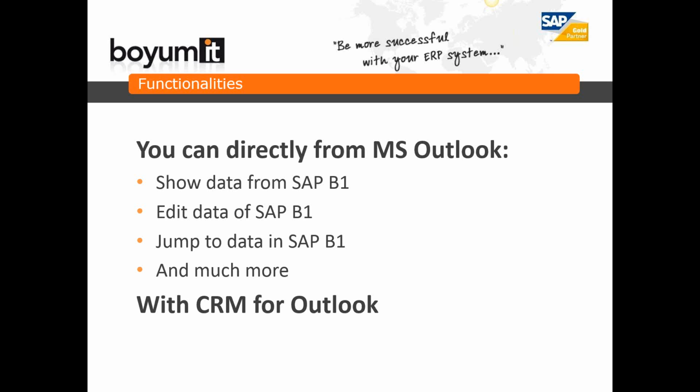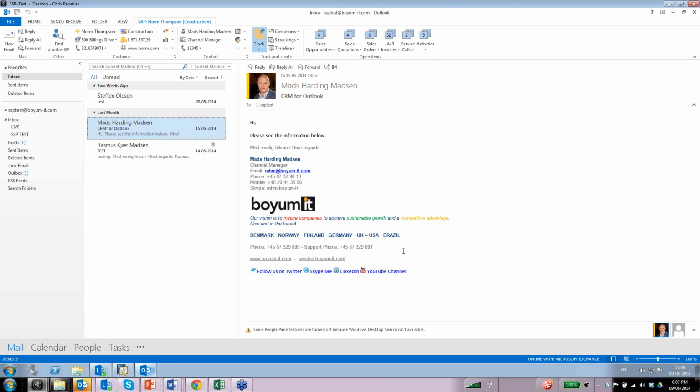So this is the only slide we have for functionality. I'm going to go through the live demo and explain everything. But in general, what you can do with the product is show information from SAP Business One. You can edit information. You can jump to information from Outlook to SAP and much, much more. So with that, now we can switch to a test system that I've set up here with an Outlook client that already has CRM for Outlook installed. So let me just switch, and here it is.